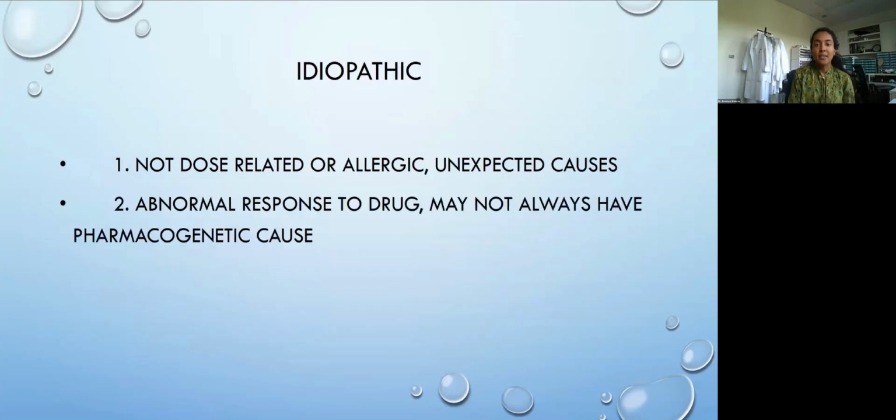And finally, the last cause of adverse reactions may be idiopathic. In other words, we may not know why the patient is having such a reaction. It may not be dose-related or allergic, so it can be an unexpected cause. This abnormal reaction to a drug may not always have a pharmacogenetic cause. Pharmacogenetics is the branch of pharmacology concerned with the effects of genetic factors on reactions to certain drugs.